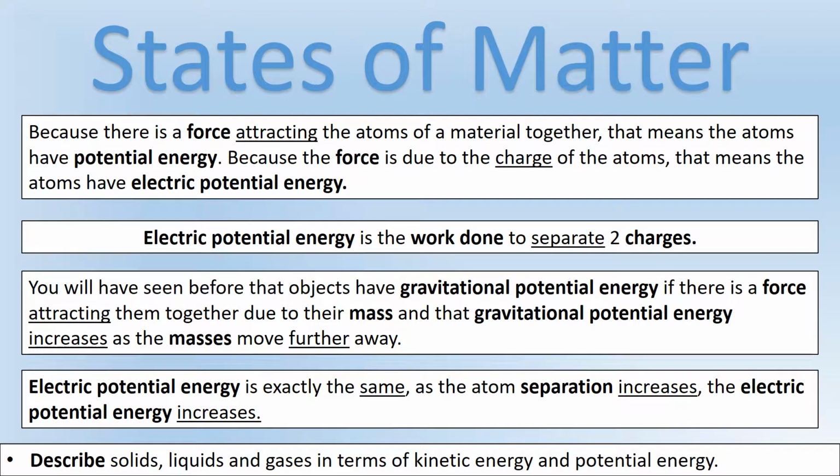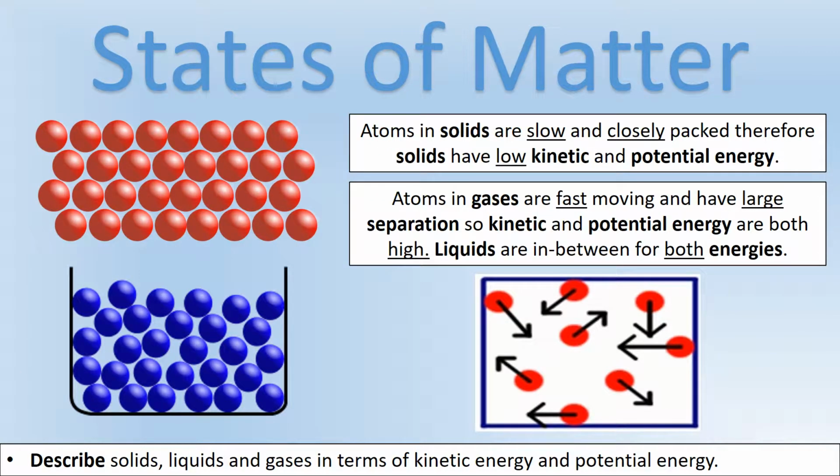Okay, so let's look at our three states of matter and describe them in terms of their energy. On the top left, we can see solids. We know the speed of movement in a solid is very small and that they're closely packed together. In terms of energy, we describe that as low kinetic and low potential energy. They're slow, which gives them low kinetic energy, and they're closely packed, which gives them low potential energy.